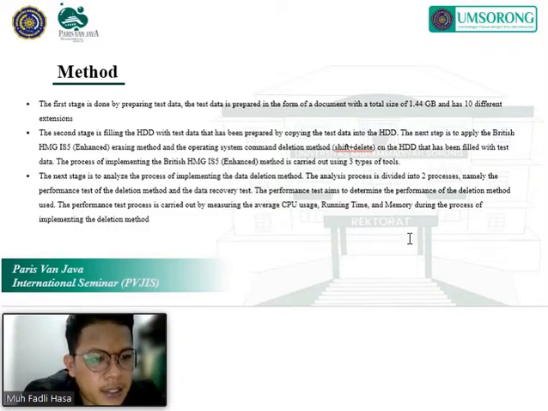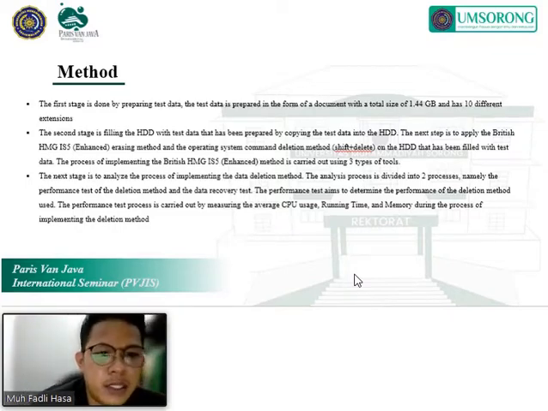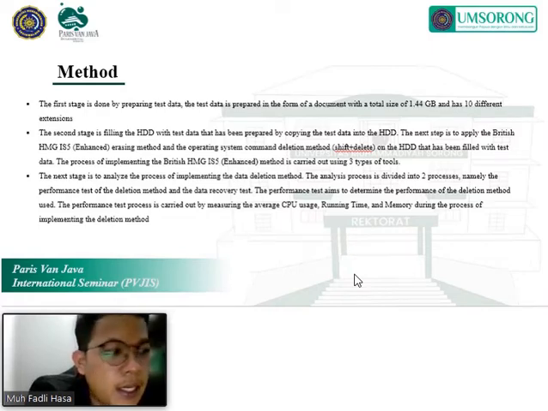The next step is to apply the British HMG IS5 Enhanced erasing method and the operating system command deletion method, or shift plus delete, on the hard disk drive that has been filled with the test data. The process of implementing the British HMG IS5 Enhanced method is carried out using three types of tools. The next stage is to analyze the process of implementing the data deletion methods.